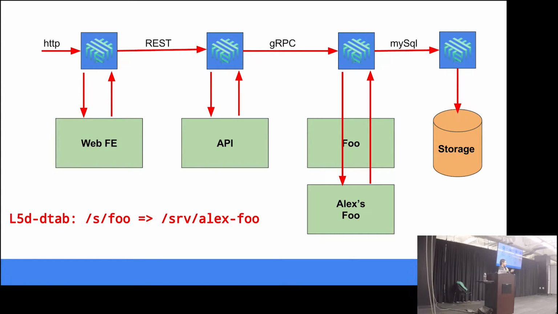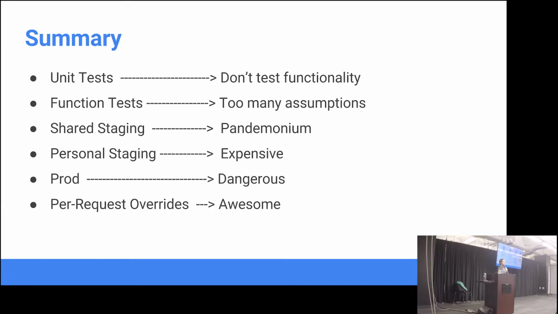But any request that's issued with this special header is going to have this override applied to it, where it goes to the regular prod web, regular prod API. But then instead of going to the regular prod foo, it's diverted and goes to my staging version. And so this lets you stage changes to your service in the context of your whole prod infrastructure, which is really, really cool.